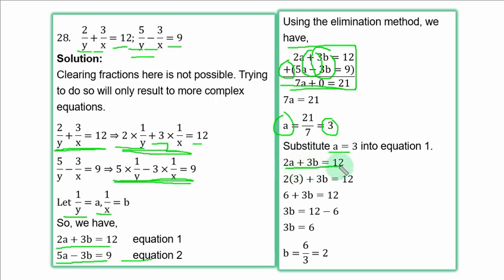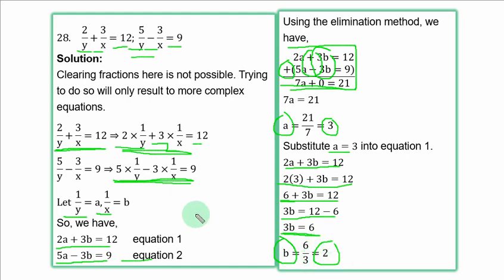This is equation 1. You replace a with 3 in this form, and you have 6 plus 3b equal to 12. You transfer plus 6 to the right hand side, and you have 3b equal to 12 minus 6, and 3b is equal to 6. To get b, divide both sides by 3, and b is equal to 2.